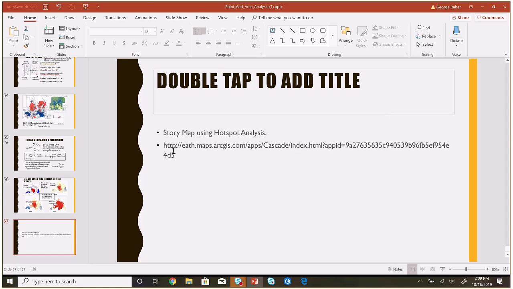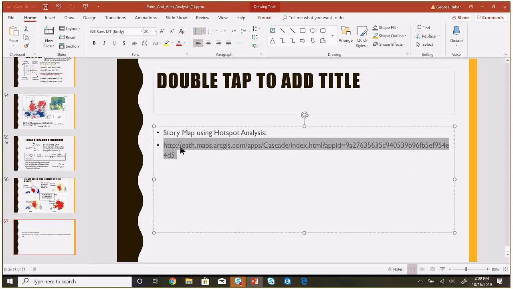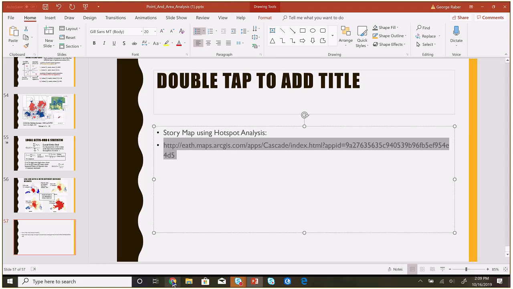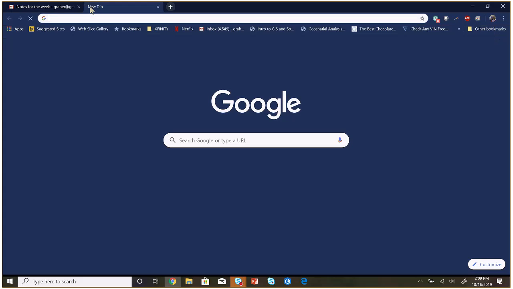All right. So, last thing we're going to do, and then we'll take a break. Let's look at this story map.